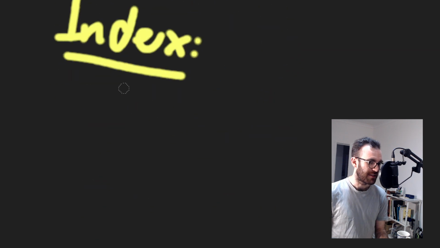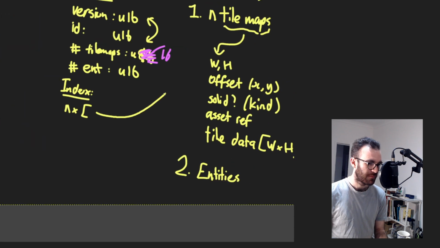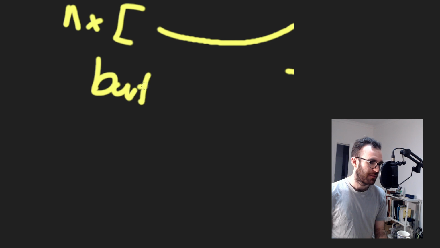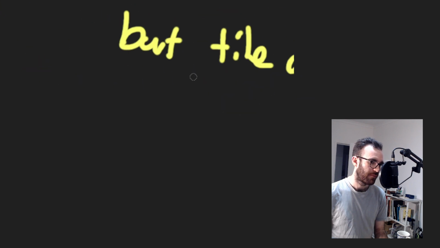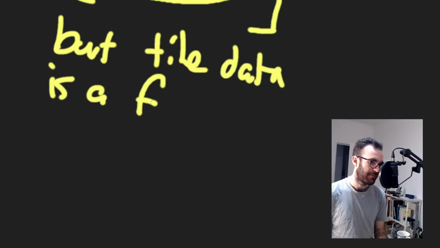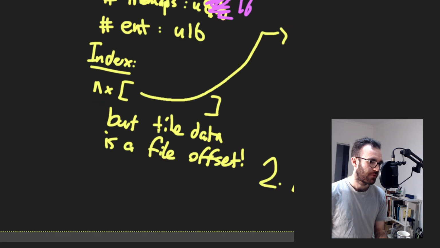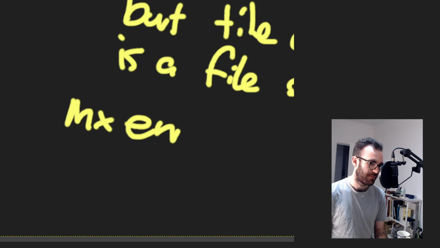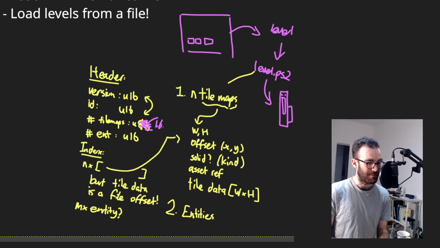The index is n times this, but tile data is a file offset. Cool. And then we'll have m times entity, which will always be 0 at the moment because we don't know what that means. We don't have any entities in our game yet. Okay, this is a file format.